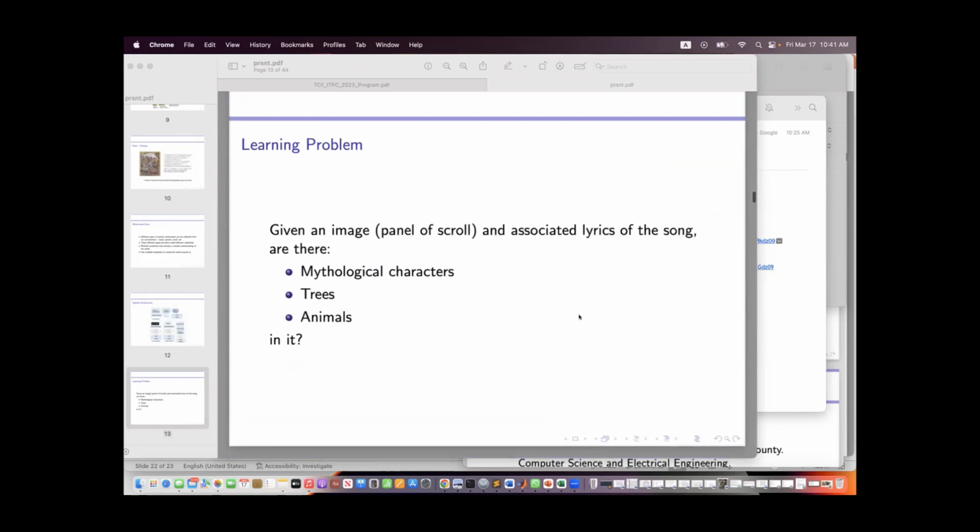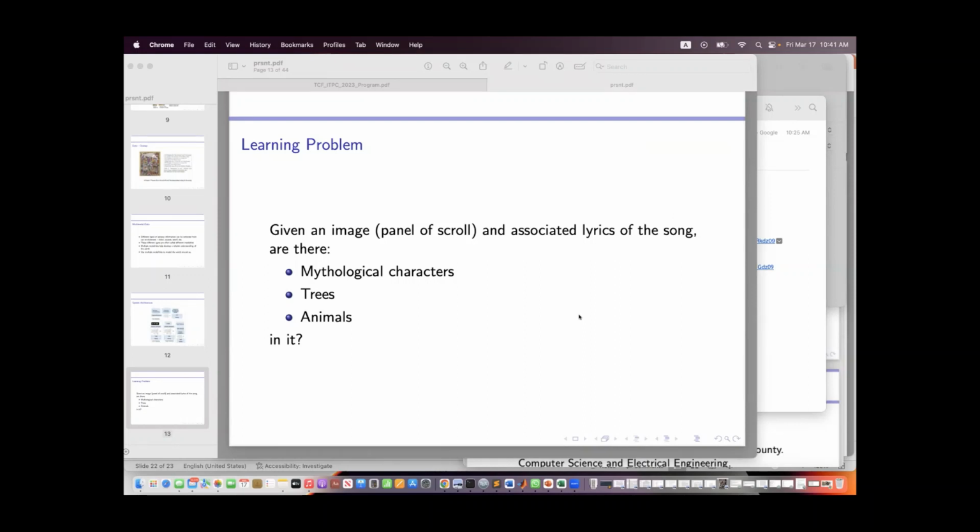So what are we trying to learn actually? Well, given an image or a panel of the scroll, and its associated lyrics of the song, we are trying to frame very simplistic questions as of now, things like, are there mythological characters in this particular panel that you are viewing?